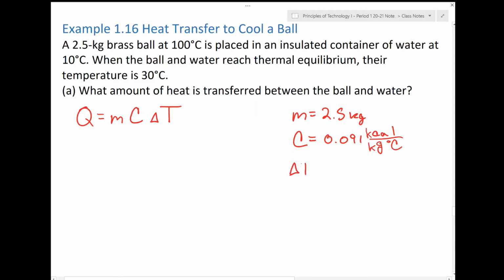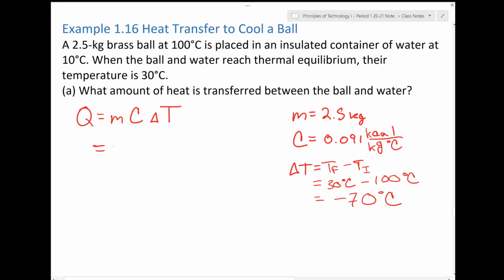Lastly, to find the change in temperature, we need to take the final temperature of the brass ball and subtract the initial temperature. So the final temperature of this ball is 30 degrees Celsius. Its initial temperature was 100 degrees Celsius. When we subtract, we will get a temperature change of negative 70 degrees Celsius. Finally, we can substitute these values into our equation.